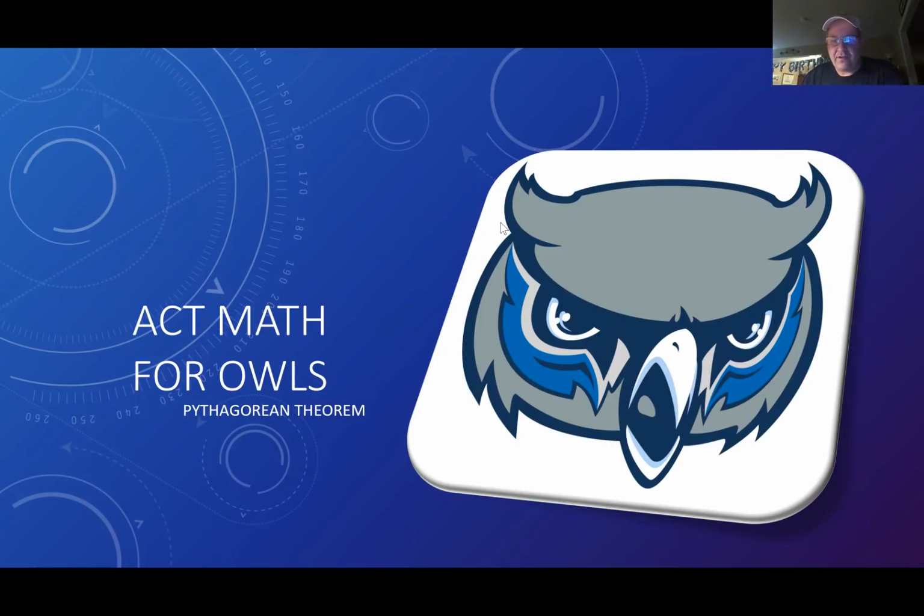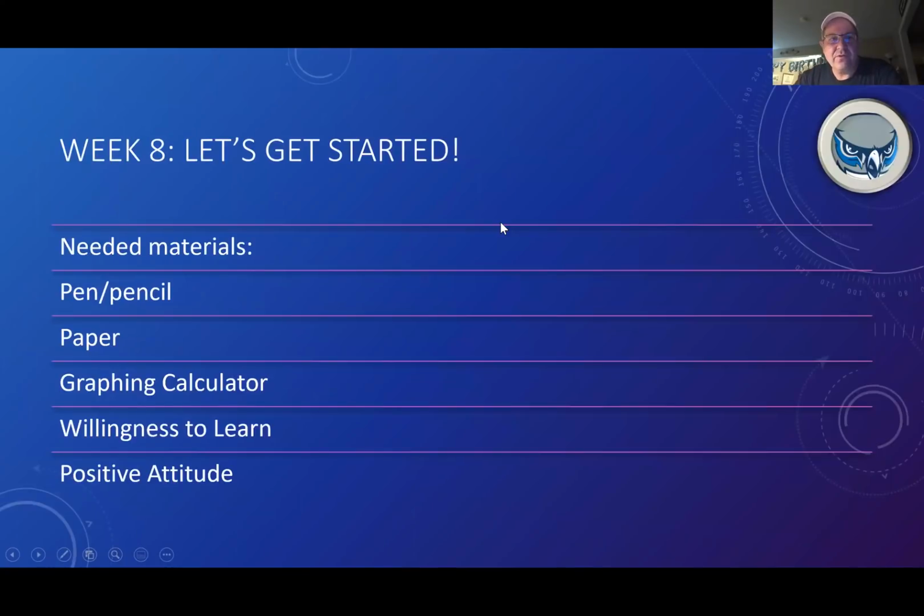Now, before we get started, there are some materials that you will need. You need something to write with, you need some paper. A graphing calculator would be helpful, especially whatever calculator you would ever be using on the ACT. In other words, phones, they do not allow you to use those on the ACT. So you might want to get familiar with your graphing calculator. Also, make sure to bring a willingness to learn and a positive attitude.